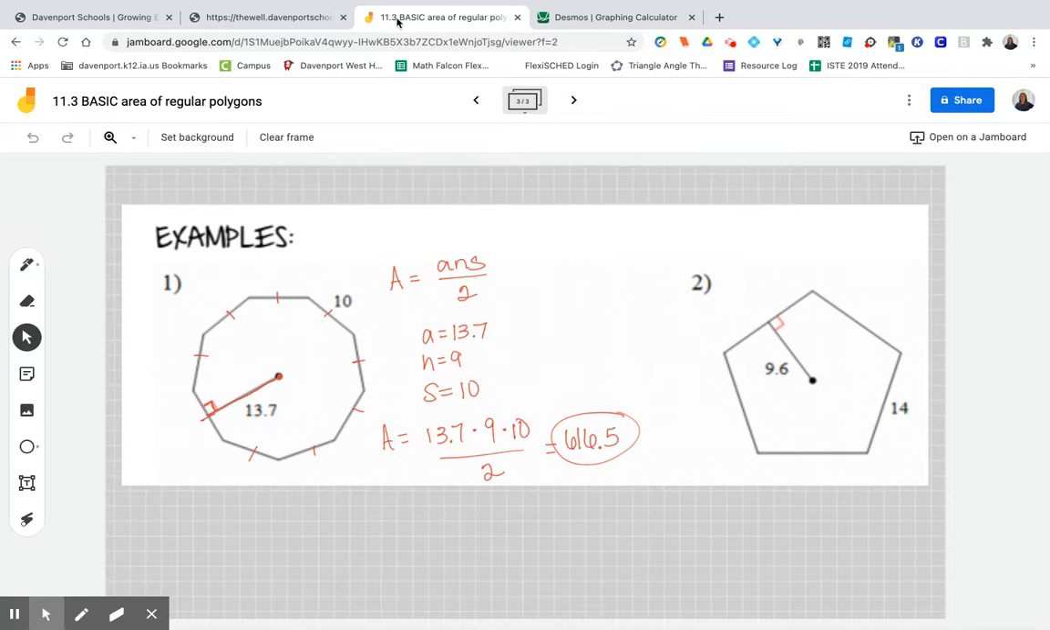All right, so for this one here, we're going to take A N S divided by 2. Your apothem is, again, the length from the center out to the side, forming a right angle with this side, so A is 9.6. N is 5. If you count, you have 1, 2, 3, 4, 5 sides. And the side length is 14. So I'm going to plug all this in: 9.6 times 5 times 14, divided by 2. Let's see what we get.